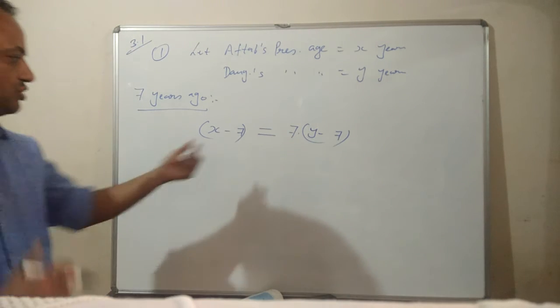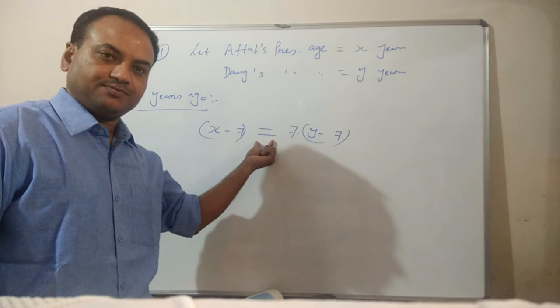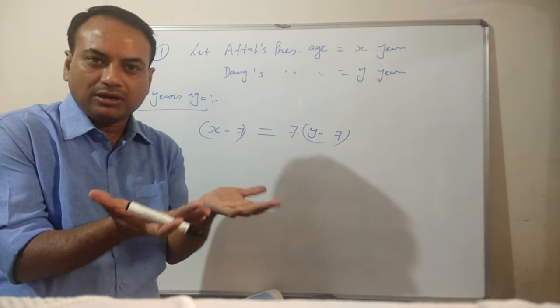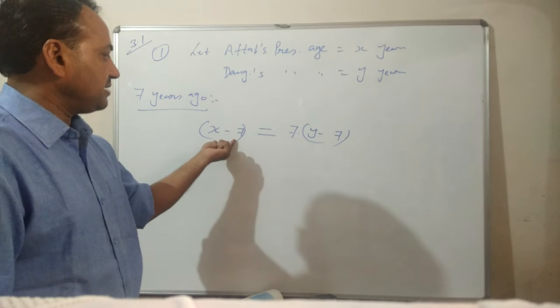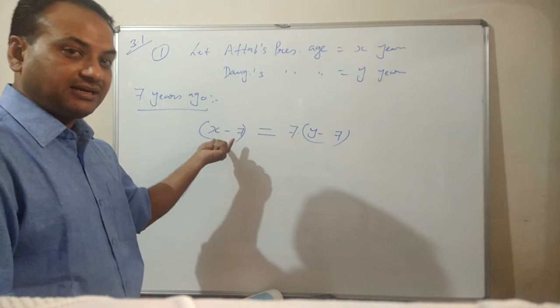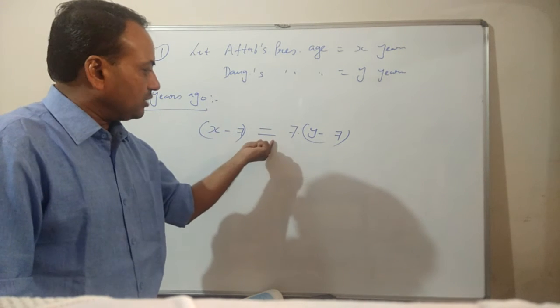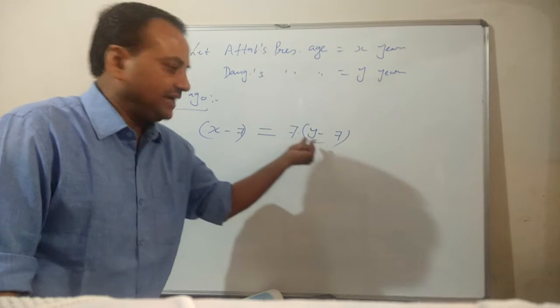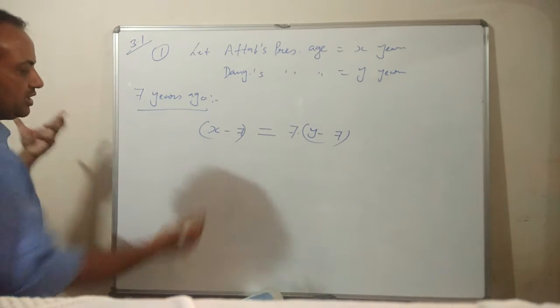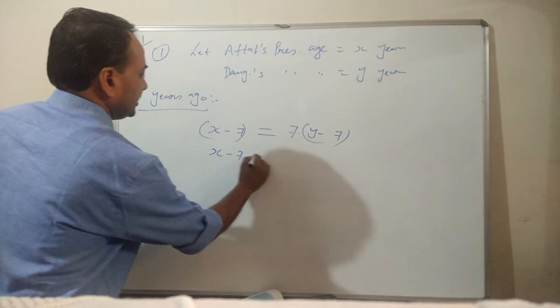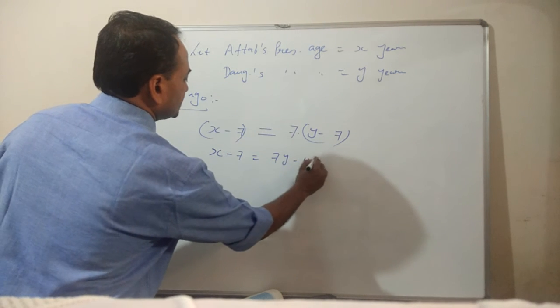See, framing the equation means there is an equal sign in between, right? Then only it will be equal. So here x minus 7 is already 7 times, so for making it equal, on the side which is less we will multiply by 7. In that way, it will be equal. Now we can simplify, very simple: x minus 7 equals 7y minus 49.